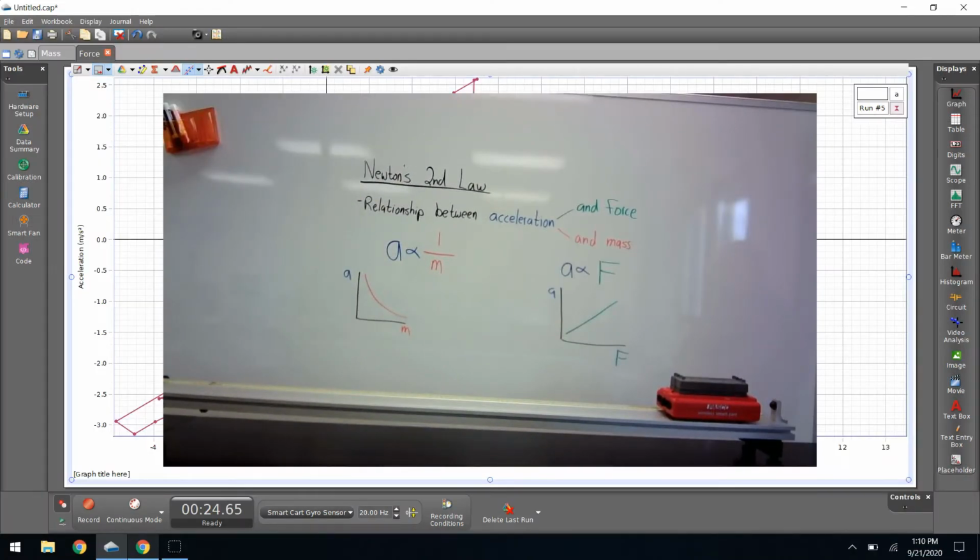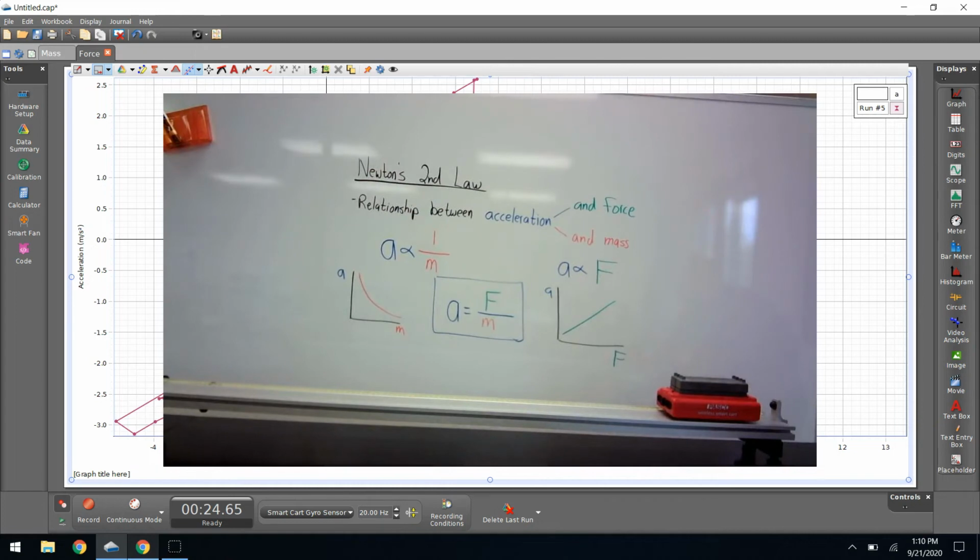Now we can see that the acceleration of an object is directly proportional to the force exerted on it. So we get that nice straight line on our graph of A versus F. These two facts together comprise what is commonly known as Newton's second law. And if we want to smush those two mathematical relationships together, we can do that. And when we do that, it looks like this. Acceleration is equal to force over mass.